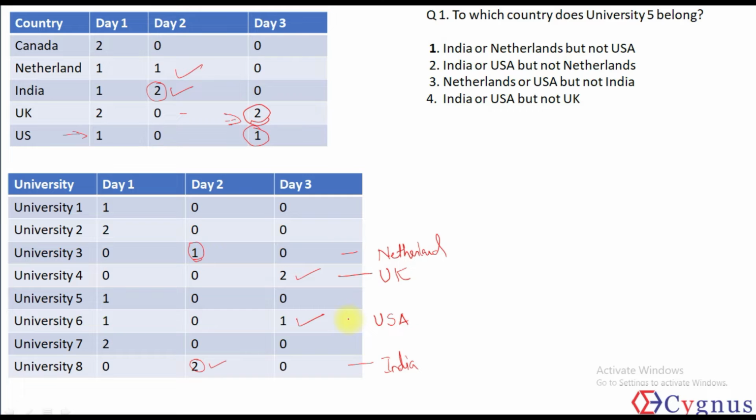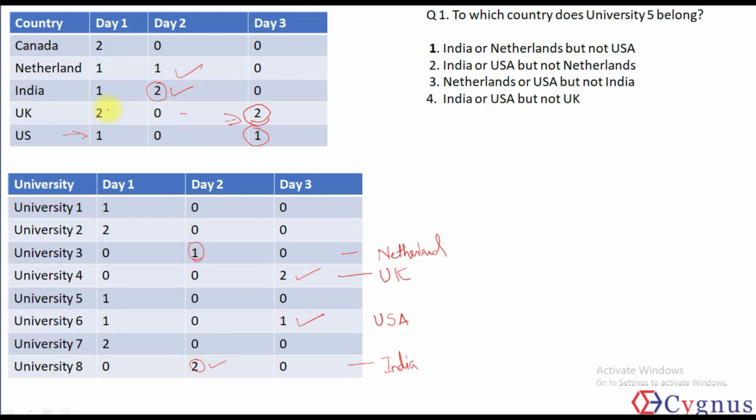And the number of visitors from University 6 on day 1 is also 1. So no other university belongs to USA because I have already assigned 2 students of USA to University 6. What else can be determined from here? Okay. Now let's look at the total number of visitors from UK on day 1.